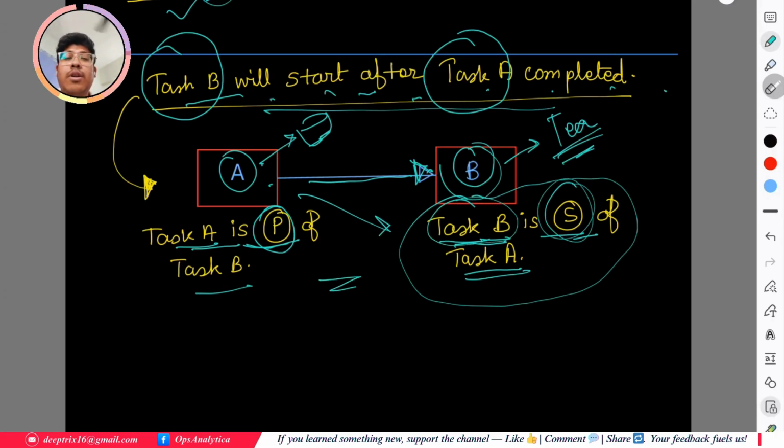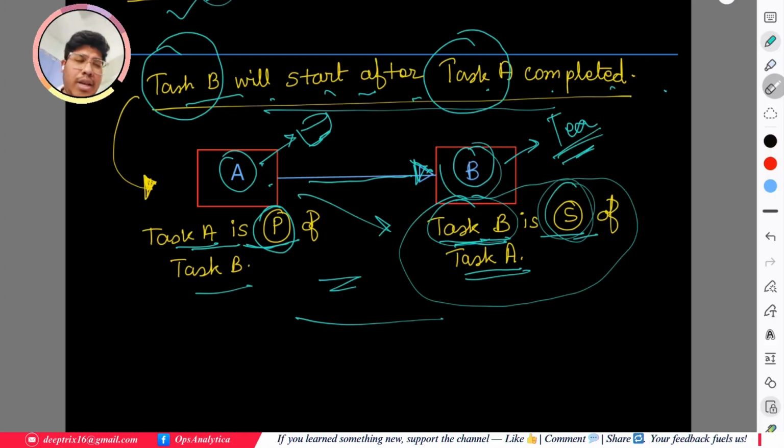So that is the concept. Now generally, if we are understanding this, if our actions are like that, task A will complete, then task B will start. Once task B will complete, then task C will start. If our scenario is like that, then we can directly understand this concept in this way.